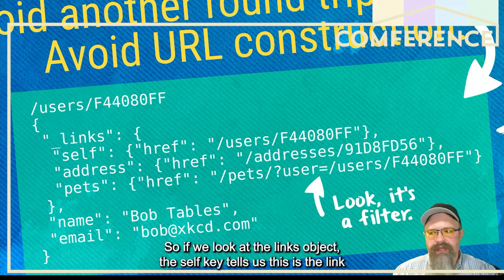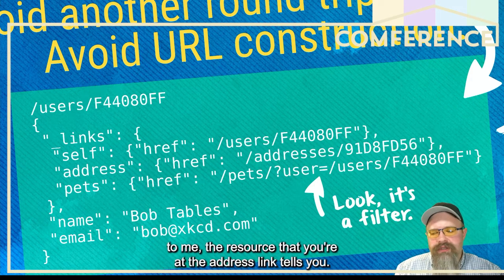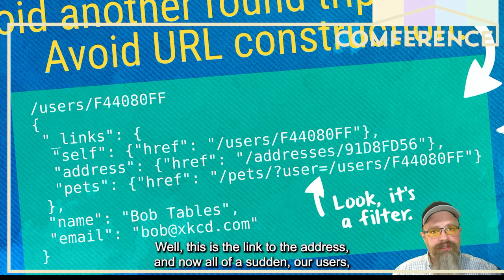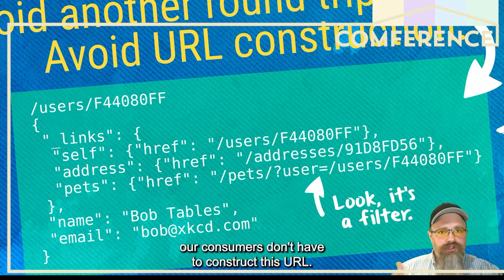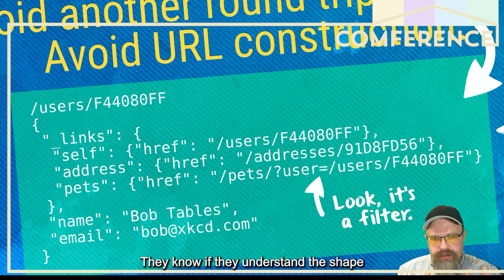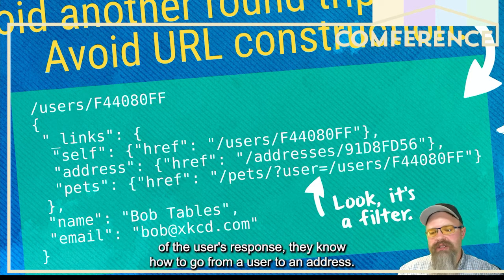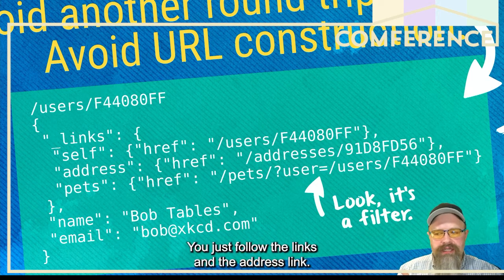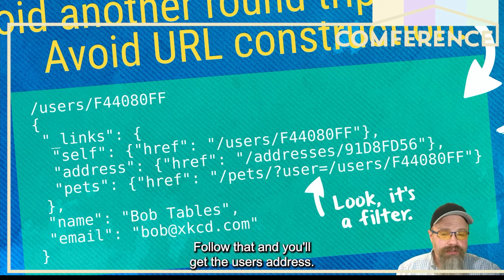And we know what kind of link it is from the key. So if we look at the links object, the self key tells us this is the link to me, the resource that you're at. The address link tells you, well, this is the link to the address. And now all of a sudden, our consumers don't have to construct this URL to addresses. They can just traverse it. If they understand the shape of the user's response, they know how to go from a user to an address. You just follow the address link, and you'll get the user's address.